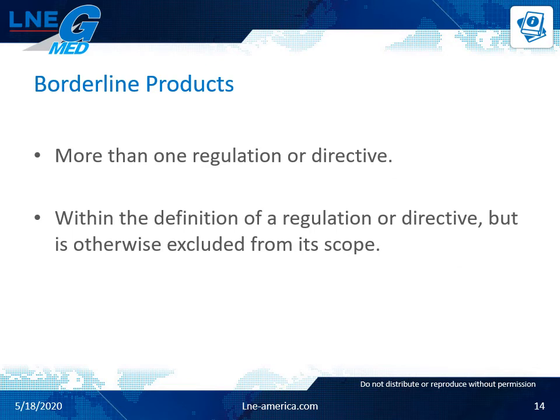What exactly are borderline products? Borderline products are those that may appear to fall under more than one regulation or directive, such as the MDD and the IVDD. Borderline products are also those that fall within the definition of a regulation or directive, but is otherwise excluded from the scope of the regulation or directive.